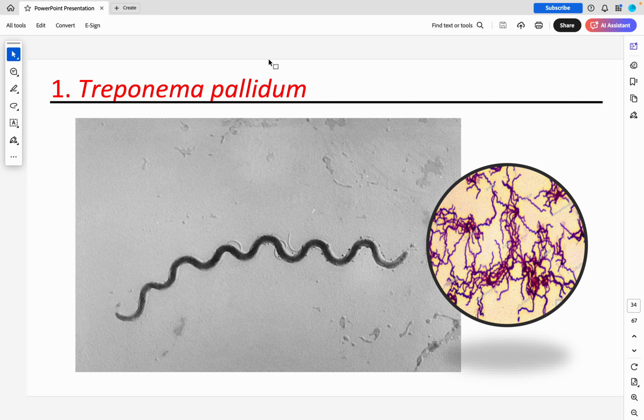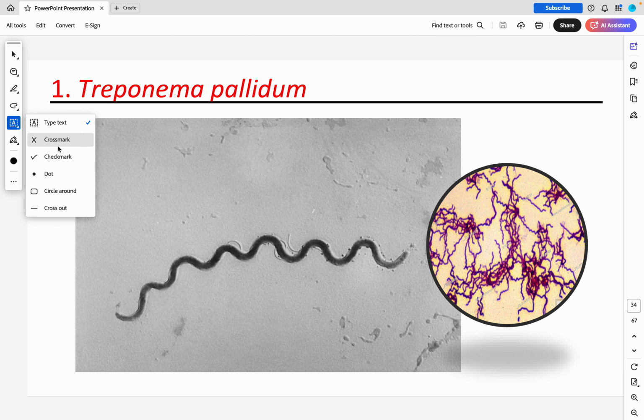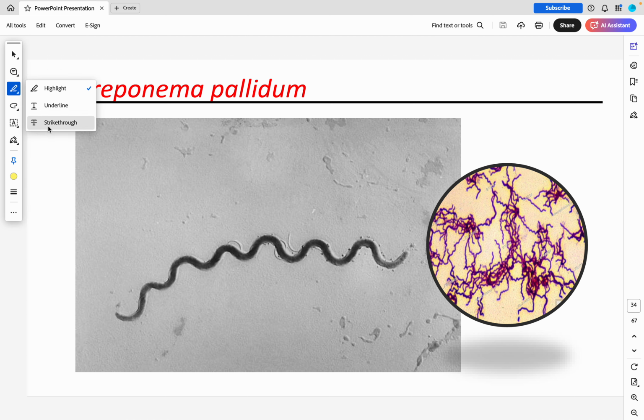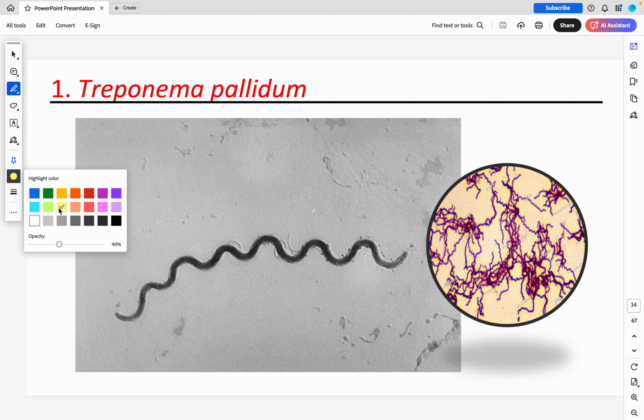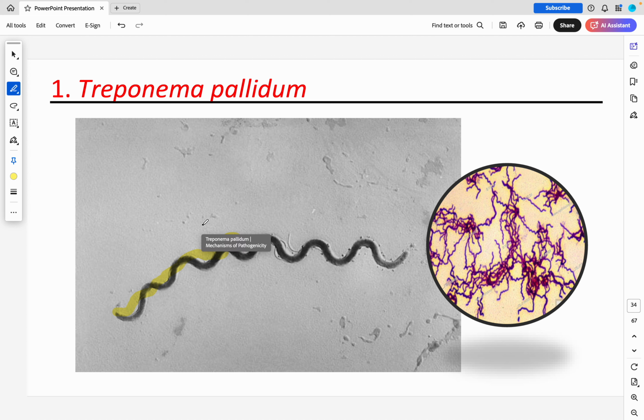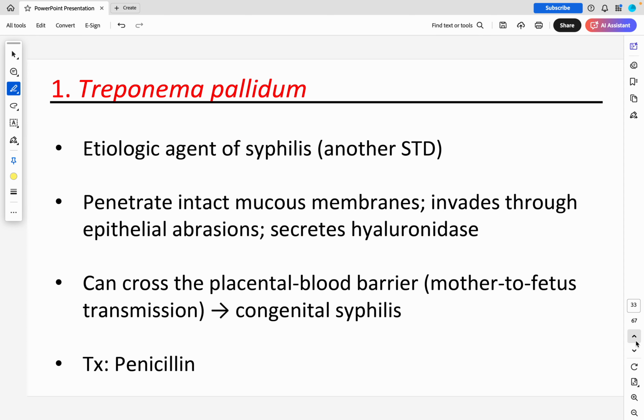So it looks like this under the microscope. You can see the corkscrew appearance and the flagella, or the periplasmic flagellum. Here we have a highlighter. Okay, so here you can see the periplasmic flagellum, which is slightly contrasting. Okay. More about its morphology. Let's go back to the other slide here.